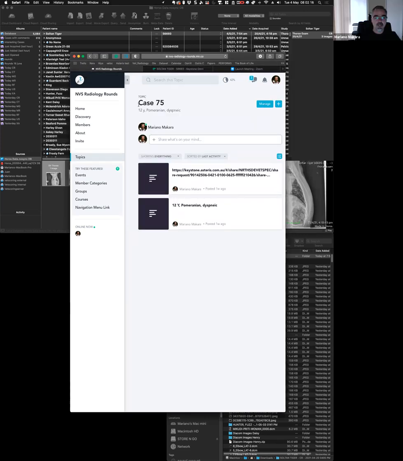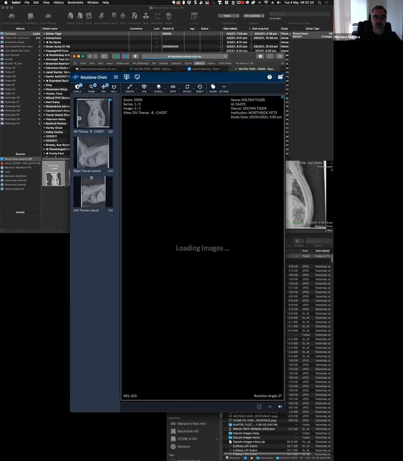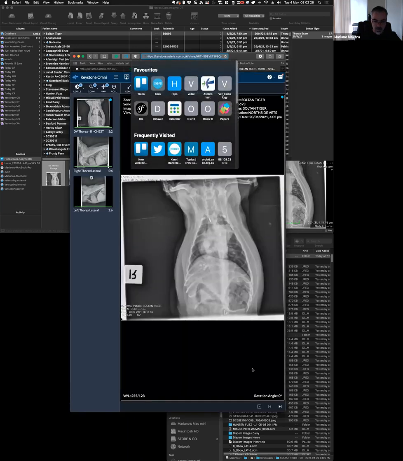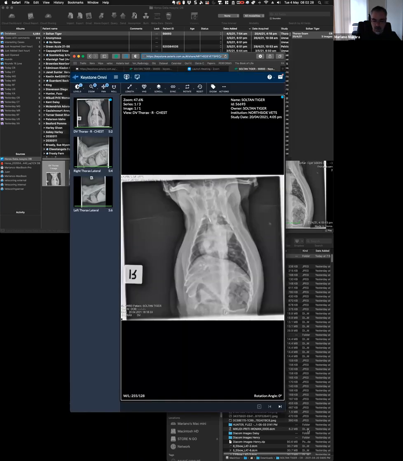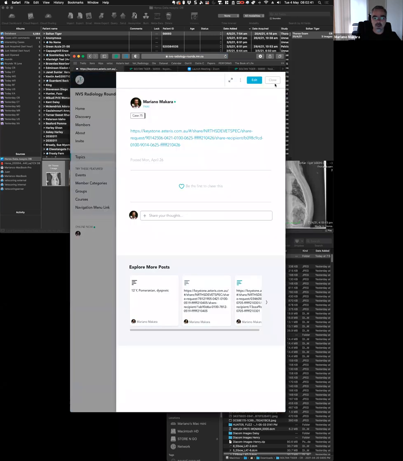Okay, so there should be case 75 for those of you that can log on to this forum. And then I'm going to share the link to the images through the chat. So you should all be able to download the images and open them on your computer and take a look. Let me give you some background.